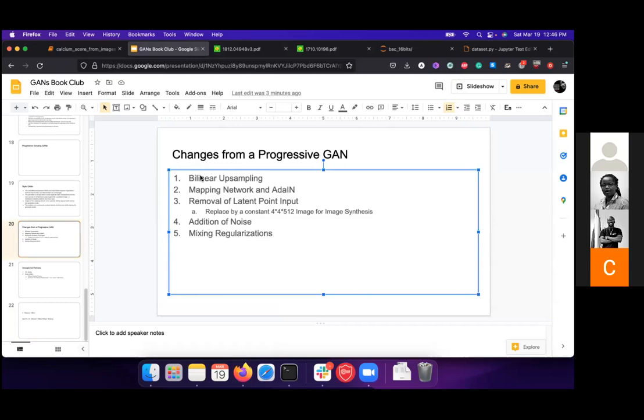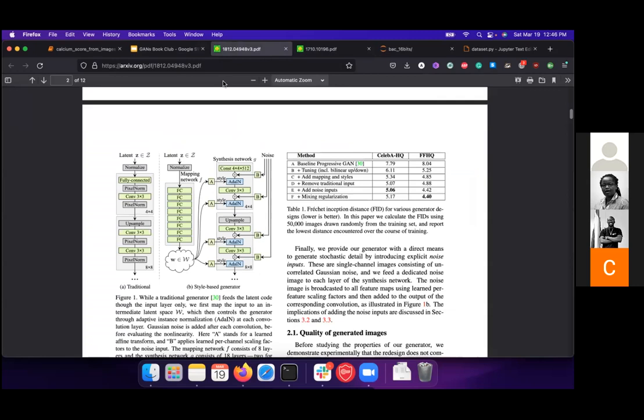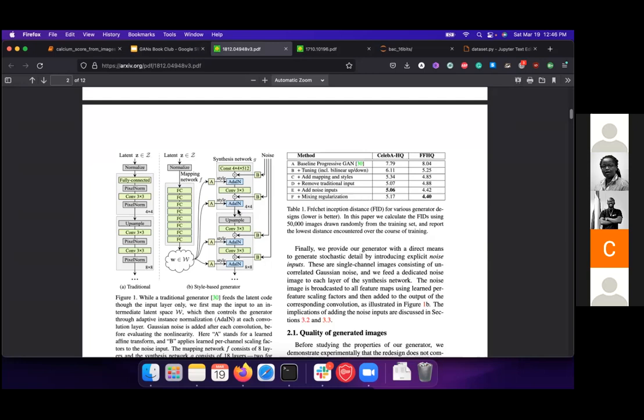So these are the changes from the progressively growing GANs. There are some changes made to make StyleGAN different from progressive growing GANs. One thing is bilinear upsampling. In progressive GANs, we are directly upsampling from the nearest neighbor. For 8x8, 4x4 is the nearest neighbor, and we upsample directly from 4x4. But in StyleGAN, though it is written as upsampling, we are not doing plain upsampling. We are doing bilinear sampling, which is implemented by a low pass filter.